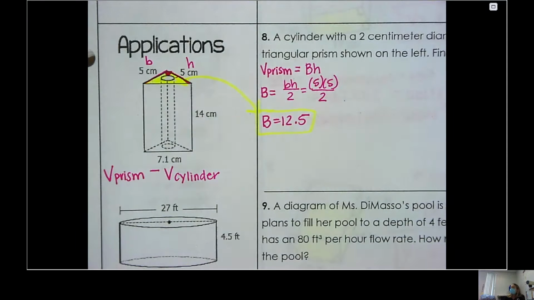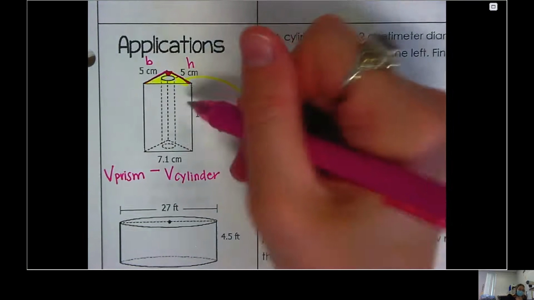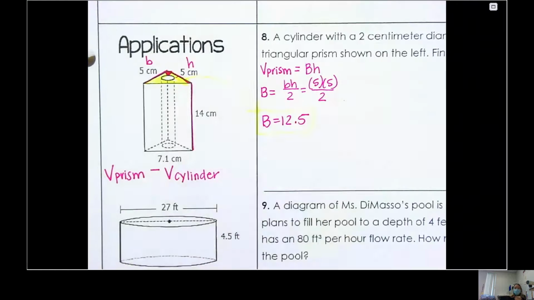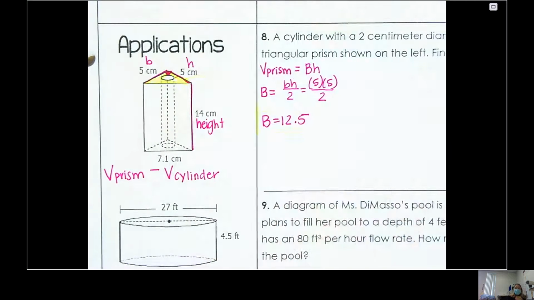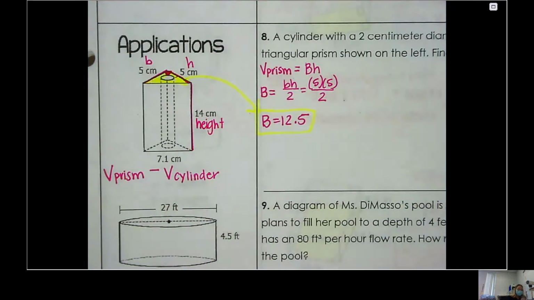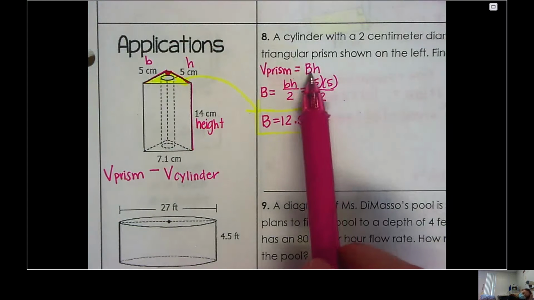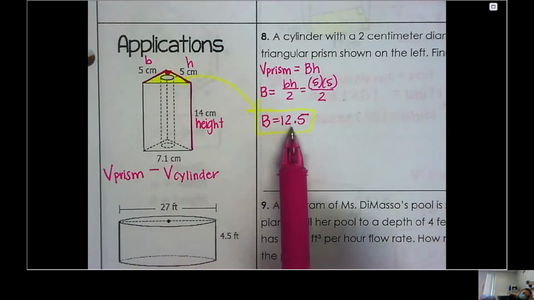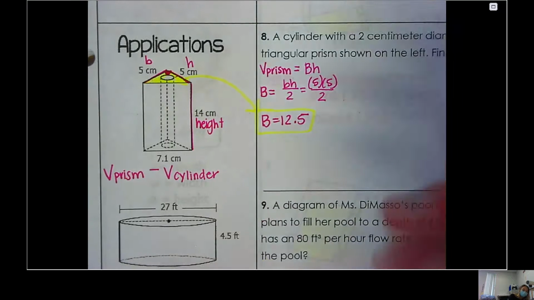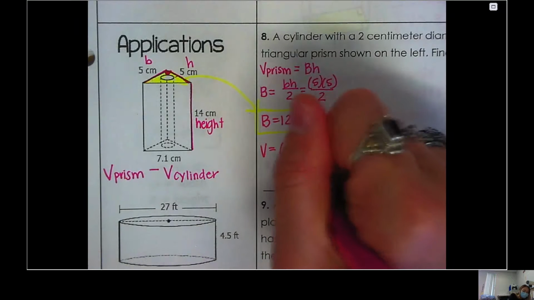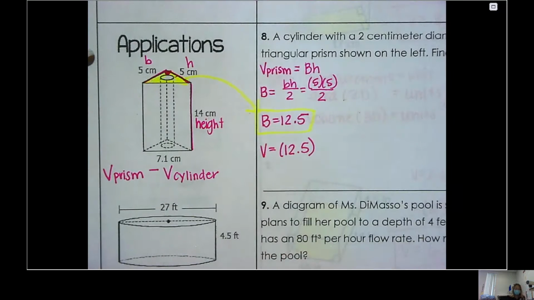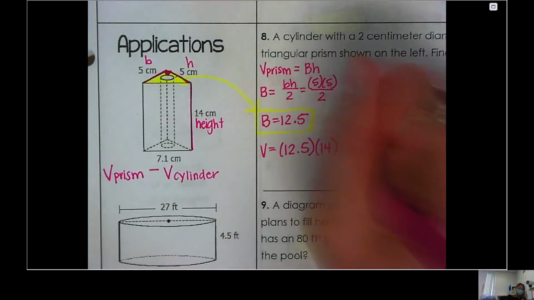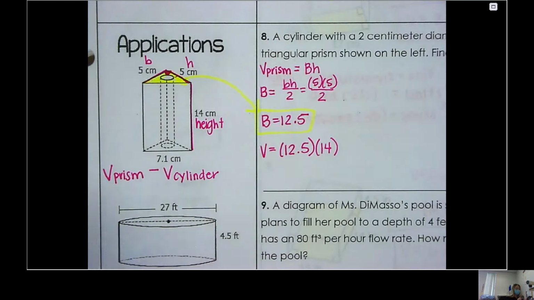What's the height of your prism? 14 centimeters. Good. It's the one that connects your 2 triangles. So your height is 14. So your final step is you're going to take the area of the base, this triangle, you're going to take the 12.5 and you're going to multiply that by what? 14, the height. Yep. So we'll multiply those two and we'll get the volume of the prism.